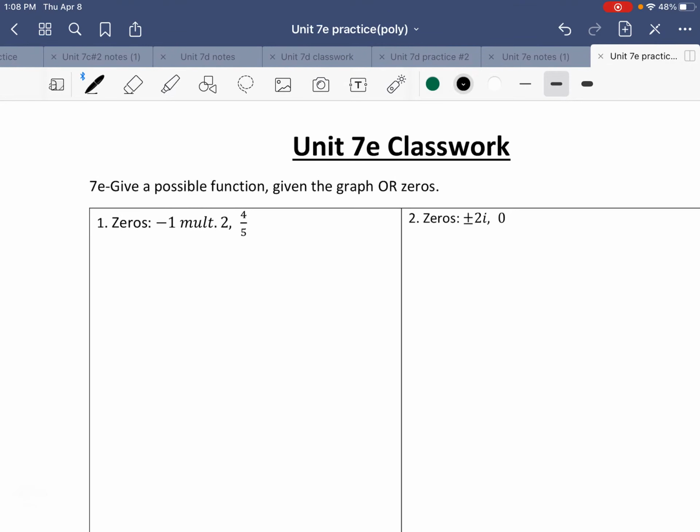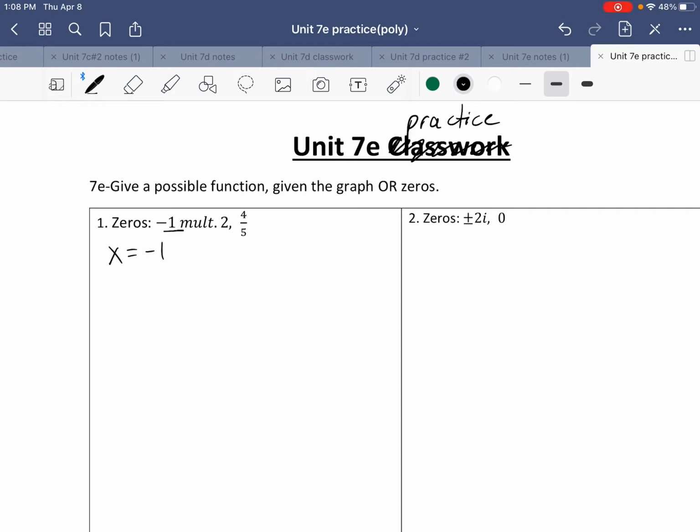All right, welcome to 7E, and it's going to be the practice. Your practice problems, I'm going to give you the zeros, another name for zeros is solutions, and you're going to have to come up with a potential polynomial that would have those solutions or zeros. So first thing, set each zero equal to x.